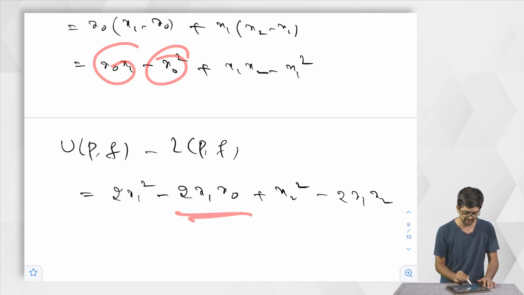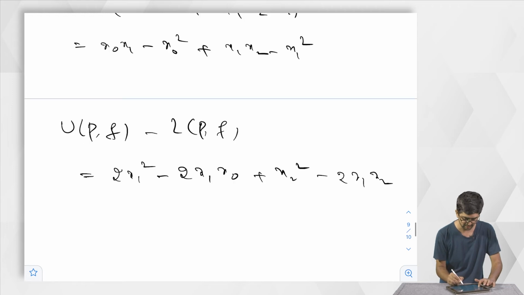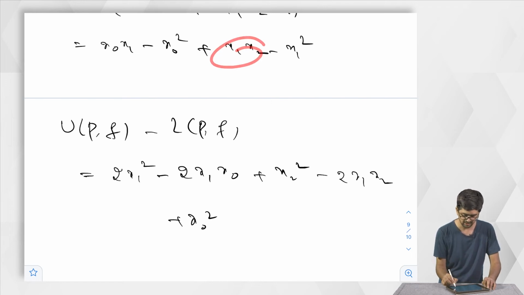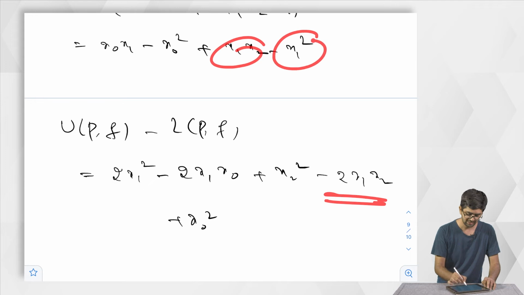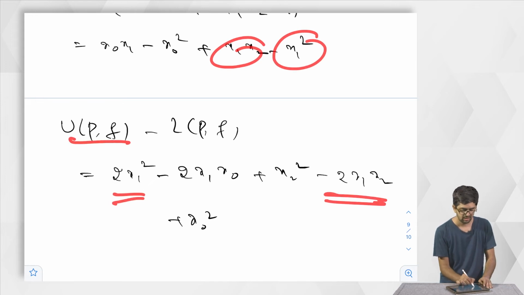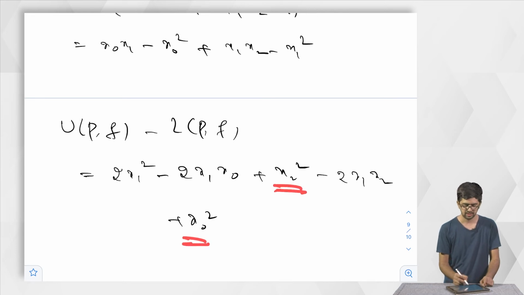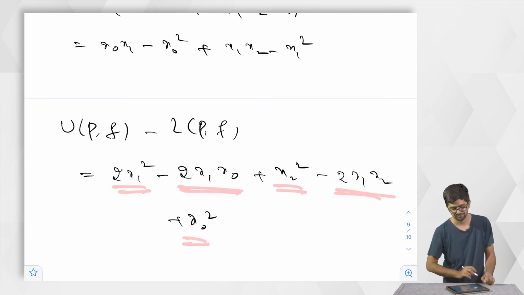x0 square we did not write down. So let us write down x0 square, just 1. If I put minus here, minus minus is plus. So that is just 1 x0 square. x1 x2 we have already mentioned here. x1 square we have already mentioned here. So UPF minus LPF is this. So what we have is x0 square plus x2 square, 2x1 square minus 2x1 x0 minus 2x1 x2.